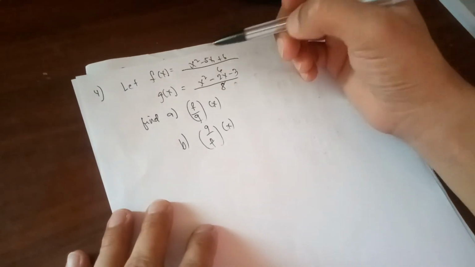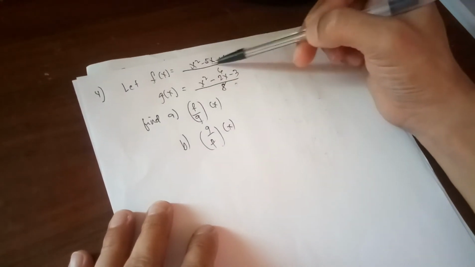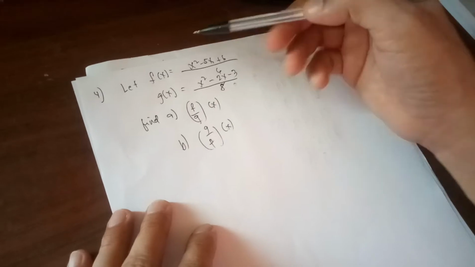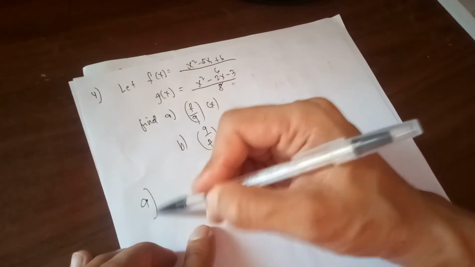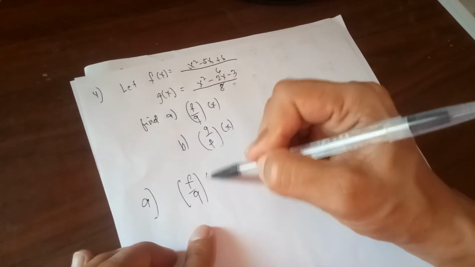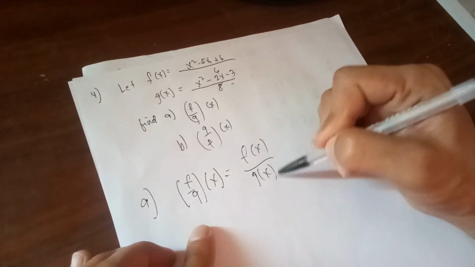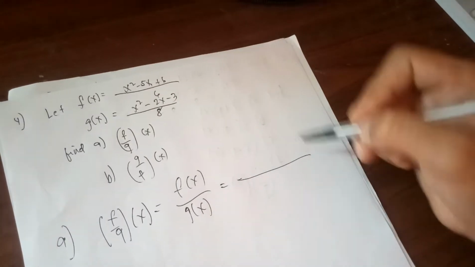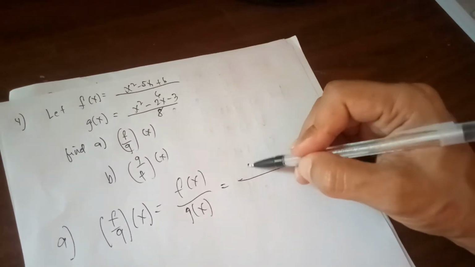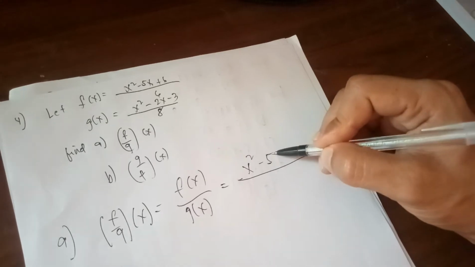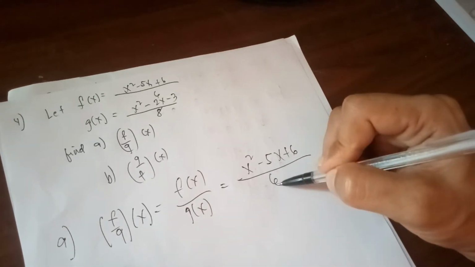Okay, now let us proceed to the quotient of functions. Where is number 4 example? Okay, so this one, the fourth example. Let f of x equals, look at this, and g of x. Now find f over g. Solution. F over g of x is also f of x divided by g of x. Now, sub the value of f of x. That is x squared minus 5x plus 6 all over 6.